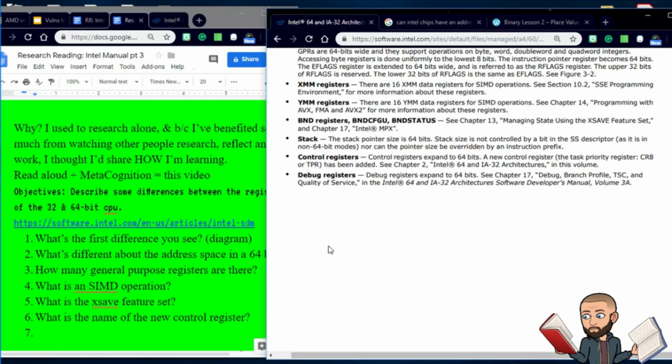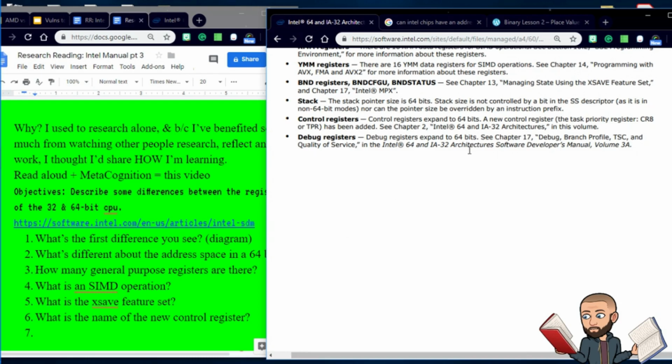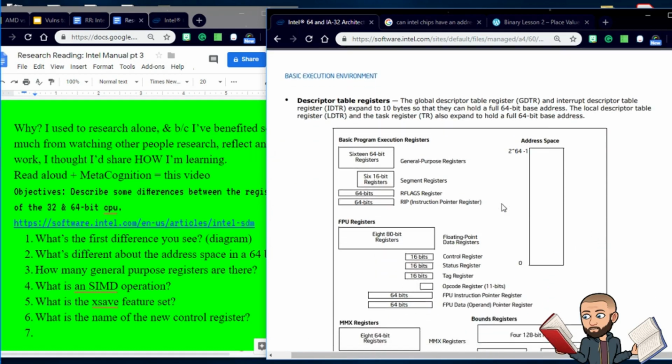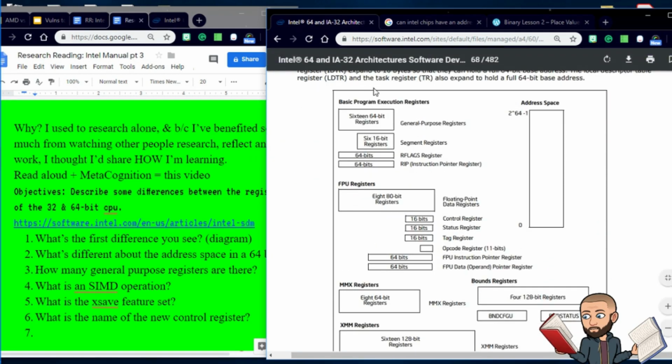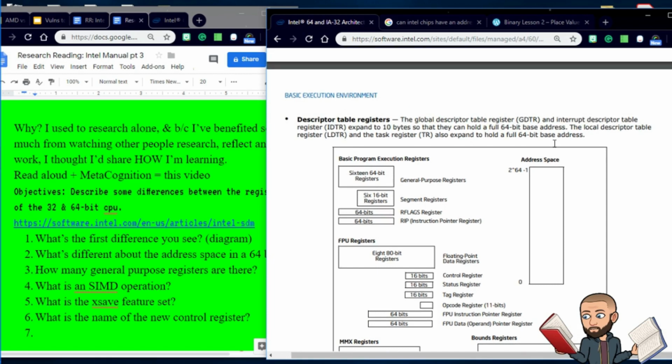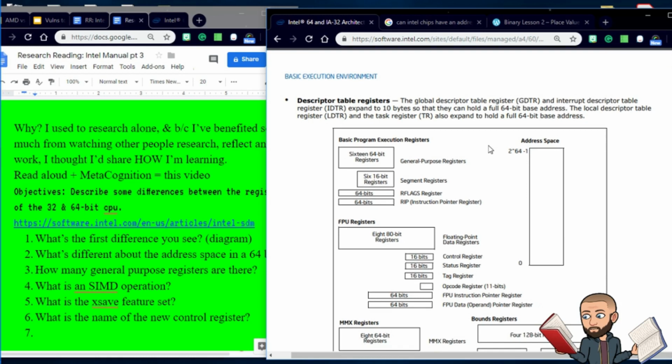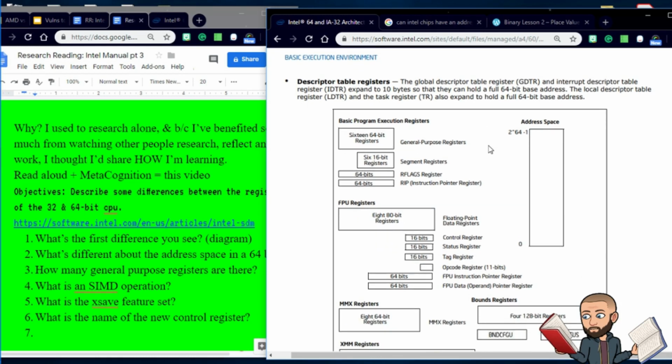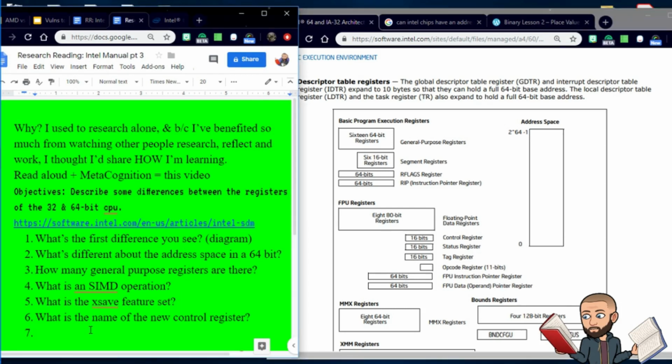And our last one for this video, debug registers. Debug registers expanded to 64 bits. All right, nothing fancy there. So that would be a very quick video. Well, okay, we got this descriptor table paragraph to read real quick. The global descriptor table register and interrupt descriptor table register expand to 10 bytes so that they can hold a full 64-bit base address. The local descriptor table register and the task register also expand to hold a full 64-bit address. Alright, the question right there is just, what is a descriptor table? I just don't know what that is.